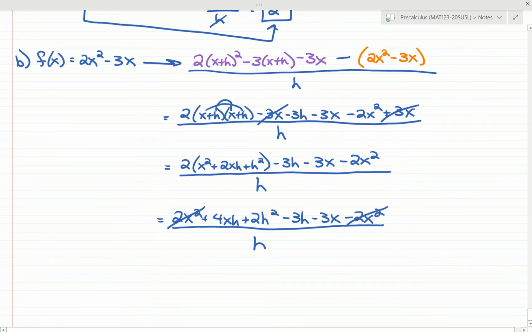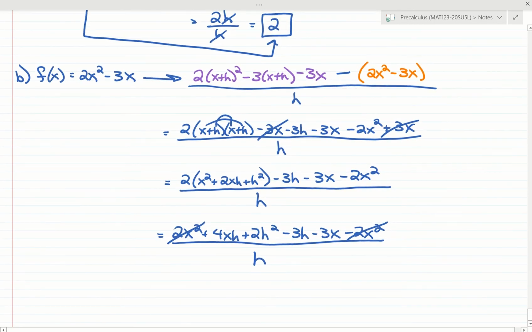Let me just double check my math, make sure I didn't miss anything. There's 3x plus h. Oh, I actually had an extra 3x here. Remember, it was just minus 3x, so I put the x plus h in already, so I didn't have to write it again. I'm sorry about that. So this 3x doesn't exist. All right.